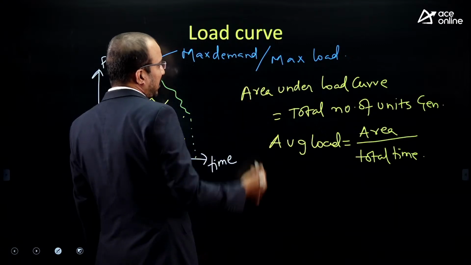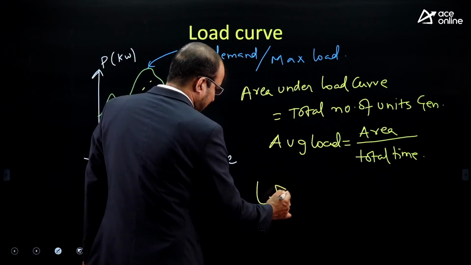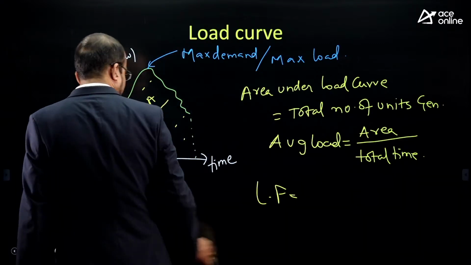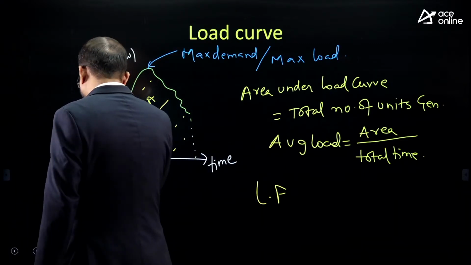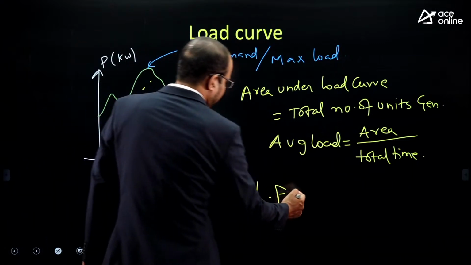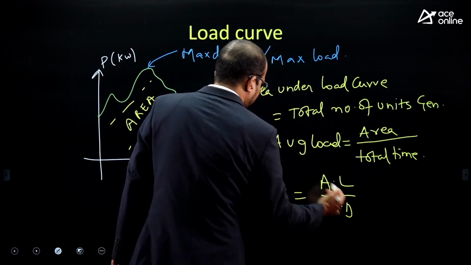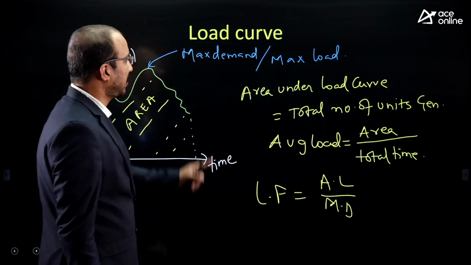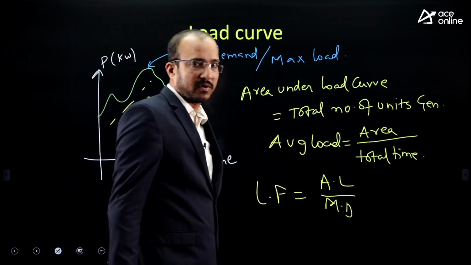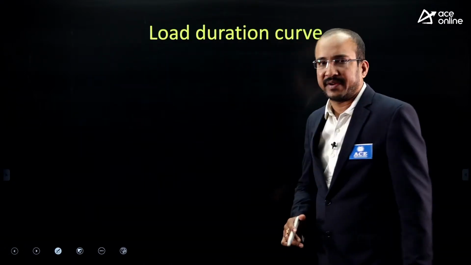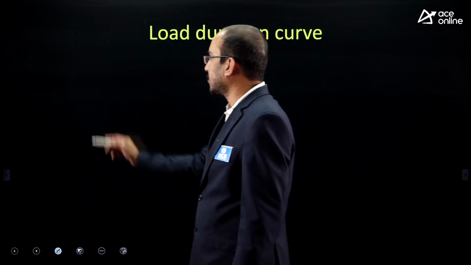Once you know average load and maximum demand, we can calculate load factor from the load curve. Load factor is nothing but the ratio of average load to maximum demand. We already know how to calculate the average load and maximum demand. That is what the load curve shows. So what do you mean by load duration curve then? What does the load duration curve show?